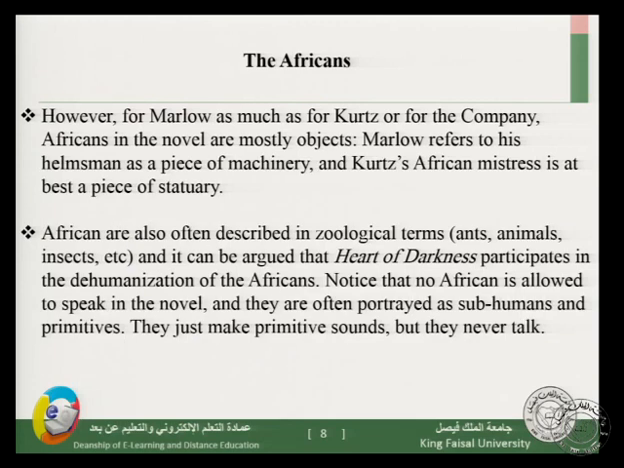Notice, for example, that no African is allowed to speak in the novel. You don't see a single African speak. Africans make noises in the novel. They don't speak. Speech in Heart of Darkness is what Europeans do. Africans do not speak. They make noises and screams and savage things like that.